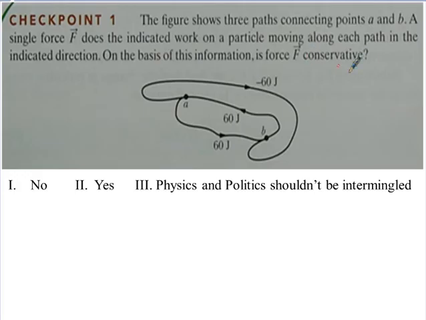Here is a checkpoint where you can apply those ideas. You have these two configurations, A and B. You move between them. If you move this way from B to A, 60 joules of work is done. If you move this way, you're going against the arrow. That would be negative 60 joules of work, and so on. Are these conservative forces in this case?